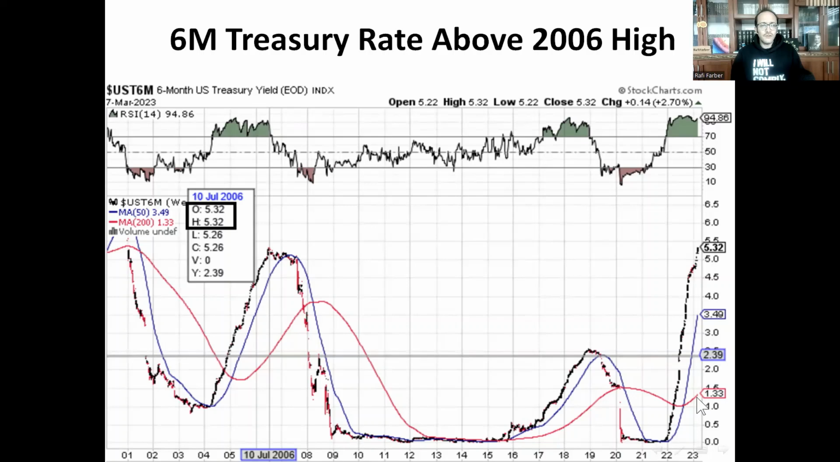So the first chart I want to show you here is the 6-month treasury yield. 6-month treasury rates are now above the 2006 high. This was the 2006 high over here where I'm circling. You can see here I moused over this part to inspect it, and the high, July 10th, 2006, was 5.32%. That's exactly where we are now. We are at the 2006 high, and this was the previous rate hiking cycle.